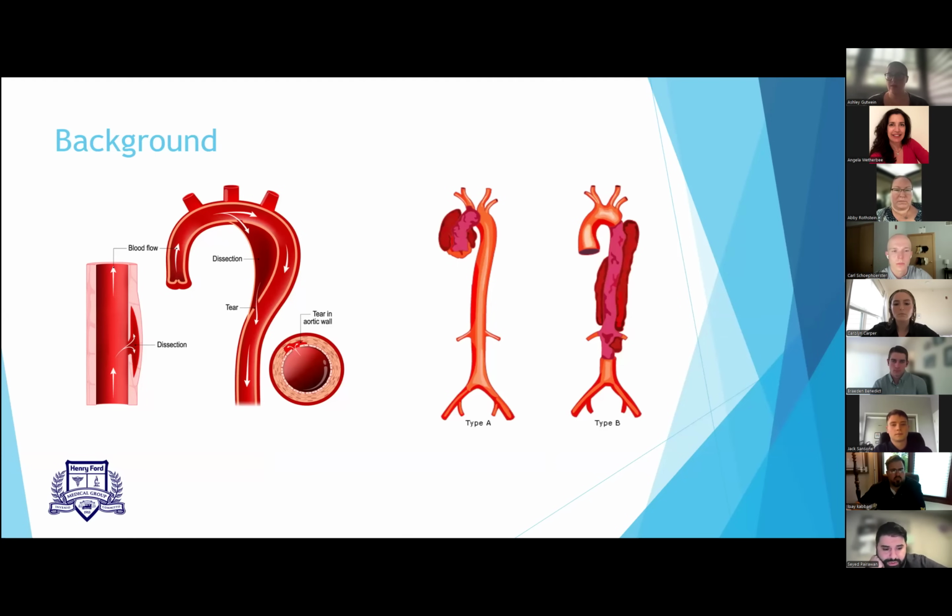We have 2 types of aortic dissections. One is type A, which you see over here, where the entity is in the first part of the aorta called the ascending aorta. And then the second type is type B, which is when the entity is just past the left subclavian artery origin, which is over here.